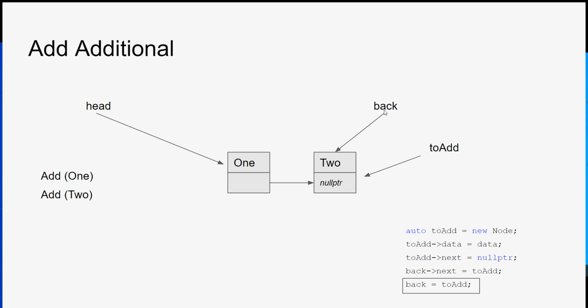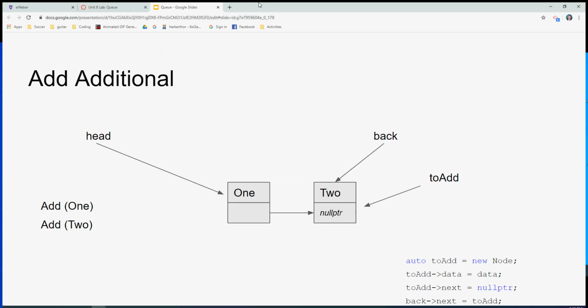Okay, so all I'm doing is I'm setting the back to point to the end of the list. So I say back equals to add. So I'm setting my back to this value, wherever this happens to be pointing to is now where back is pointing to. Okay, we've seen what that's like in logic. Now let's code that.